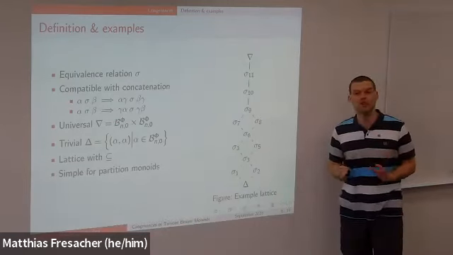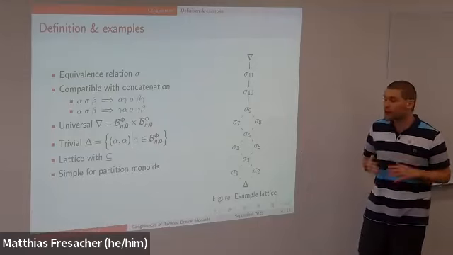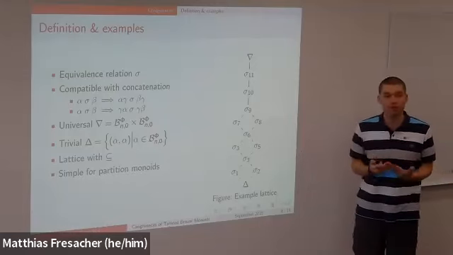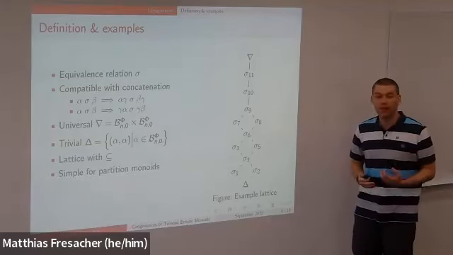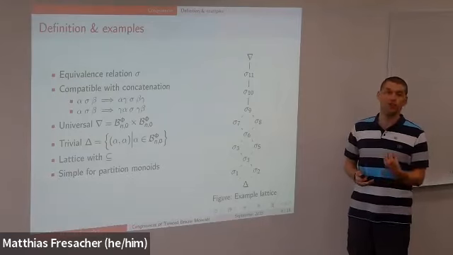Now, if I were to do this for an arbitrary semigroup, generally speaking, this congruence lattice is going to be very complicated and basically of no use. But it's a remarkable fact that for partition monoids, these congruence lattices are very simple, and at times they are as simple as just a chain.